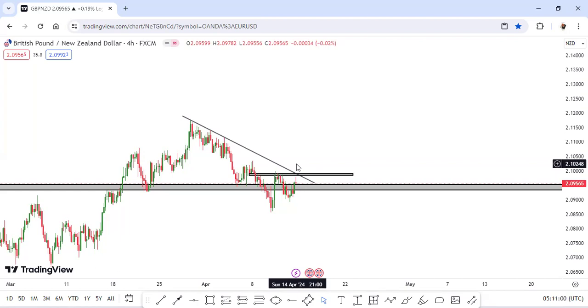But the idea is that you should always wait for this market to break this particular zone, this minor support zone, which is the neckline of this double bottom. You can see first bottom, second bottom. So you should always wait for this market to break this trend line. Once the market breaks it, you will be looking for something like this for you to enter the market.